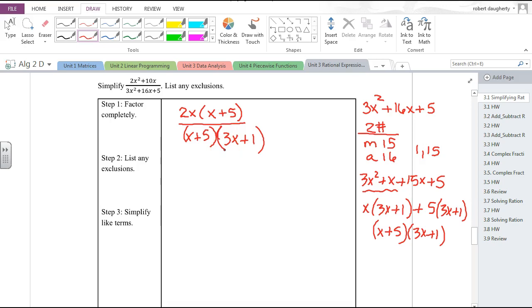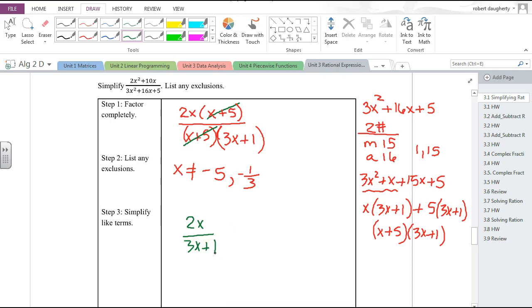What are my exclusions? The exclusions come when the denominator is 0. So x cannot be -5, and what else? -1/3. Those are my two exclusions. Either of those numbers would cause me to divide by 0. Now I simplify terms. What is x plus 5 over x plus 5? That's 1. So what's the final answer here? 2x over 3x plus 1.